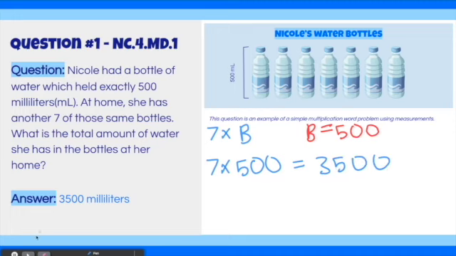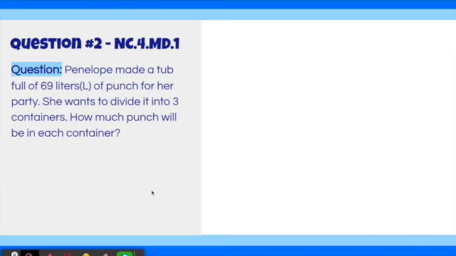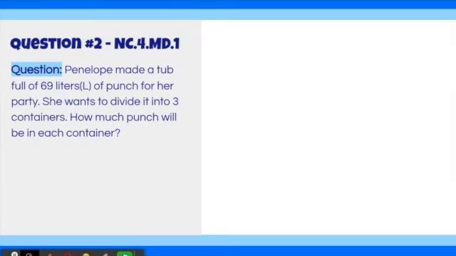Okay, so on to question 2. Question number 2. Penelope made a tub full of 69 liters of punch for her party. She wants to divide the tub into 3 containers. How much punch will be in each of the containers? Pause the video here if you need more time to solve the question. The answer to this question is 23 liters.